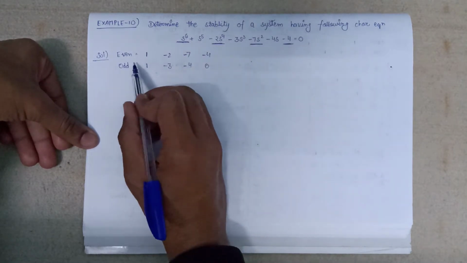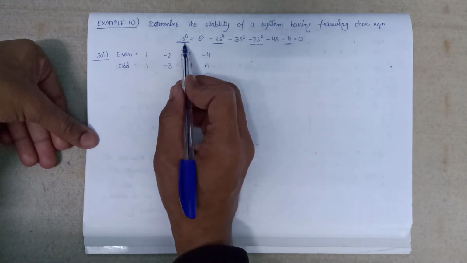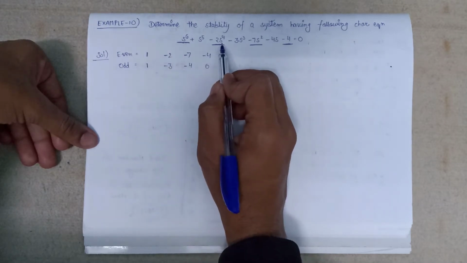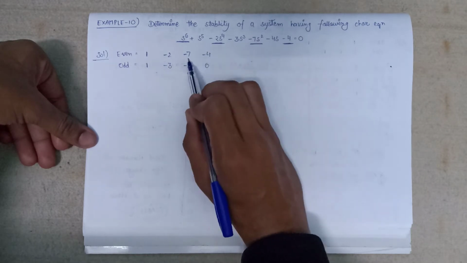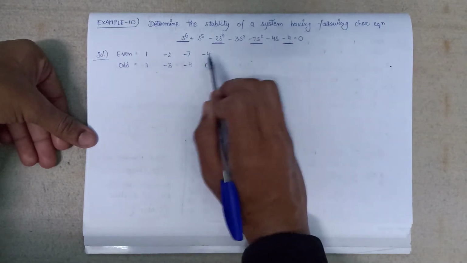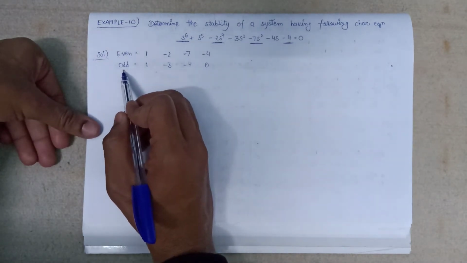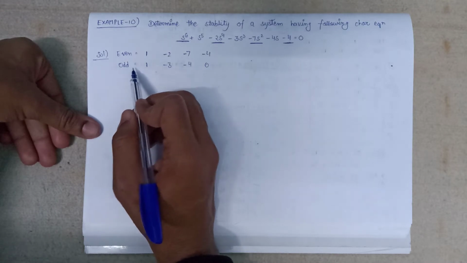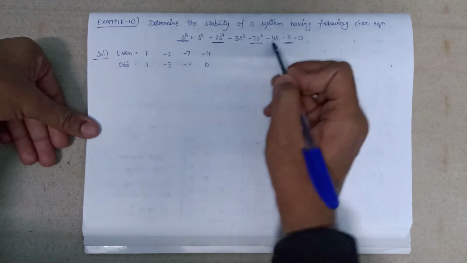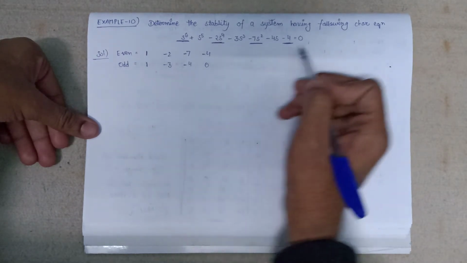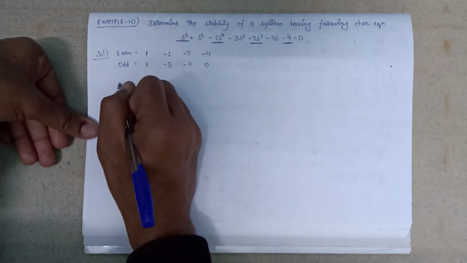So we first write down the coefficients of the even powers of s. The s to the power 6 coefficient is 1, s to the power 4 coefficient is -2, s to the power 2 coefficient is -7, and s to the power 0 coefficient is -4. Similarly, for odd powers, the s to the power 5 coefficient is 1, s to the power 3 coefficient is -3, and s to the power 1 coefficient is -4. Nothing remains, so we simply put 0 here. Let's form the Routh array.